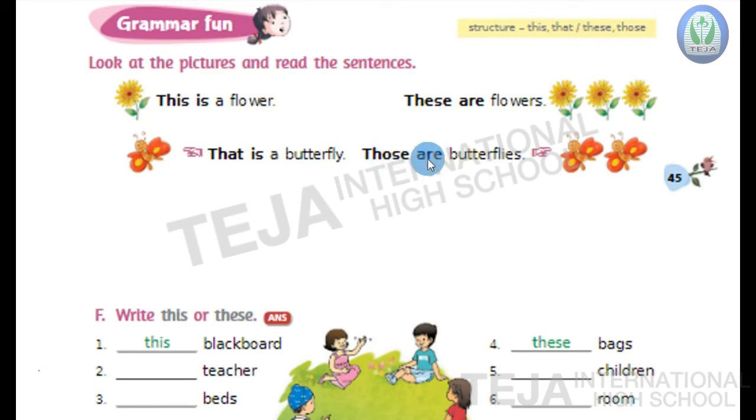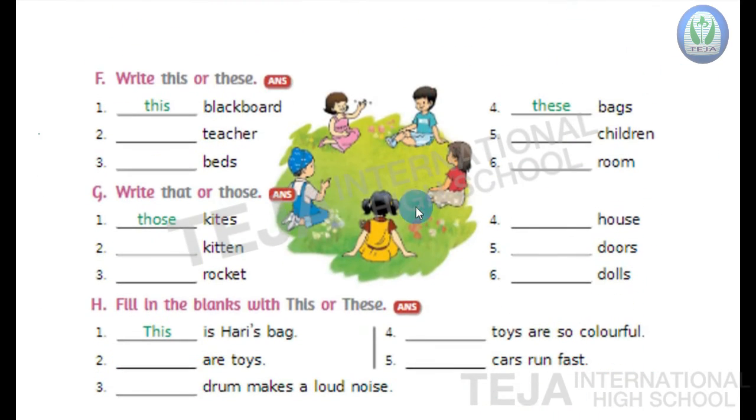Those are butterflies. Now Bit F, children, write this or these. Here remember, you have to write this or these in the blank. If only one thing or one person or one item is there, then we use this. If more than one item or more than one person is there, then we'll use these. For singular form we use this, and for plural form we use these.